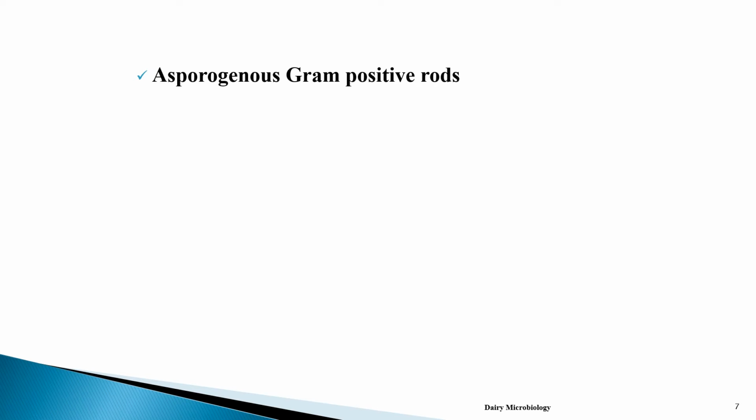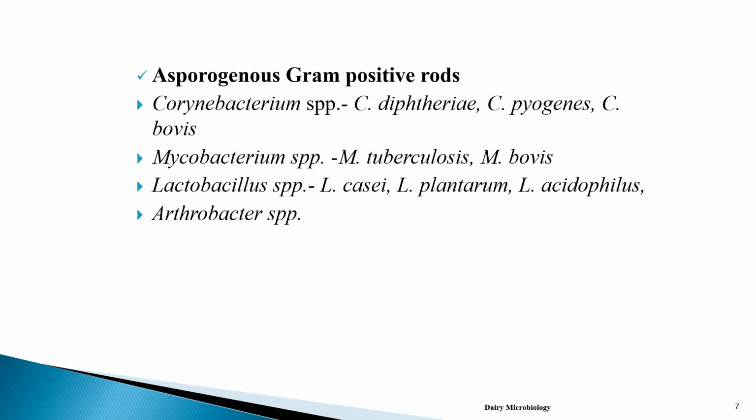Asporogenous gram-positive rods, that is non-spore-bearing gram-positive rods, which include Corynebacterium diphtheriae, Corynebacterium pyogenes, and Corynebacterium bovis. Species of Mycobacterium, which include Mycobacterium tuberculosis and Mycobacterium bovis. Lactobacillus casei, Lactobacillus plantarum, Lactobacillus acidophilus, and Arthrobacter species.